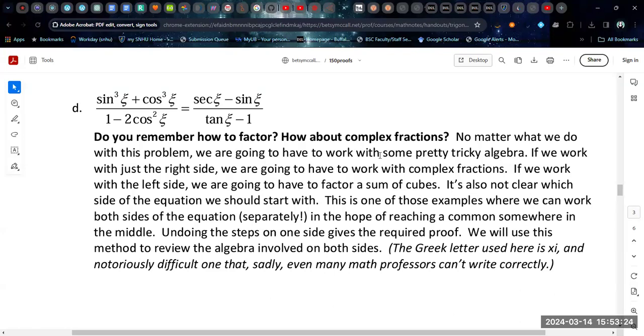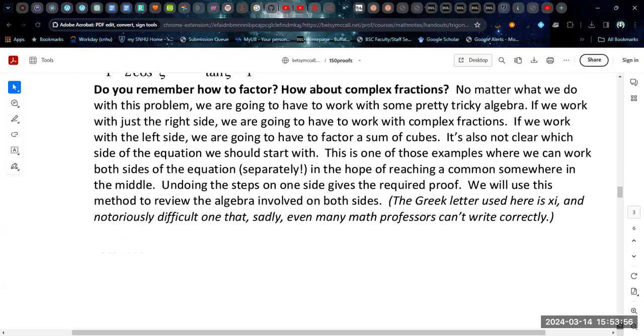Here we're going to have to remember how to factor. And we may have to work with complex fractions. And by complex, I mean fractions inside of fractions, not complex numbers. But we would have to remember how to factor differences of cubes. And again, we have multiple different trig functions here. We've got sine and cosine on this side, and we've got secant and sine and tangent on this side. And so we're going to need to convert everything to sines and cosines. And so how are we going to do that? Well, we're going to start on one side and we're going to try to go from there.